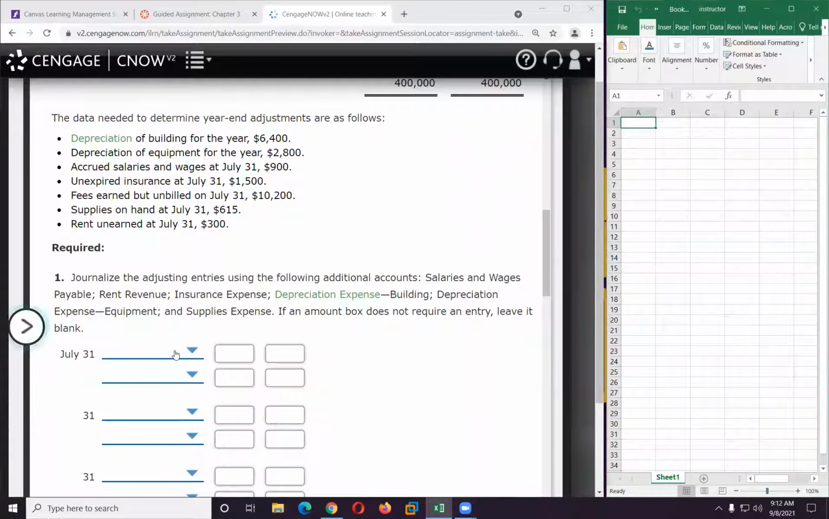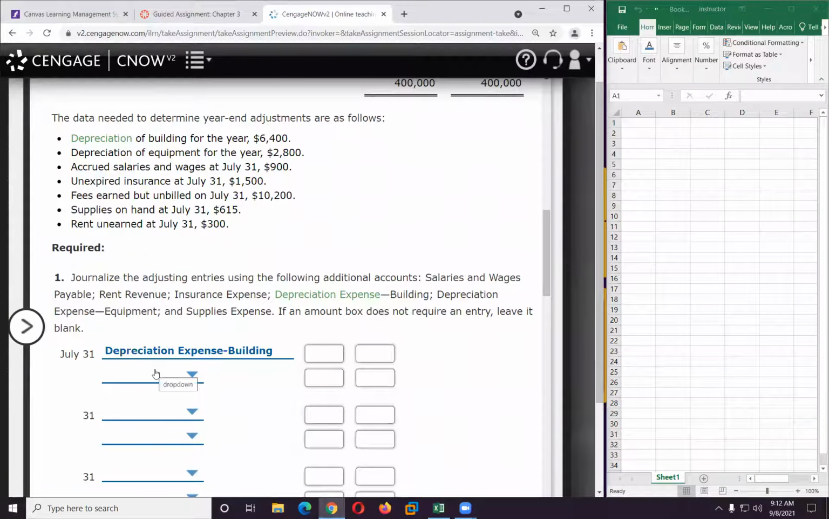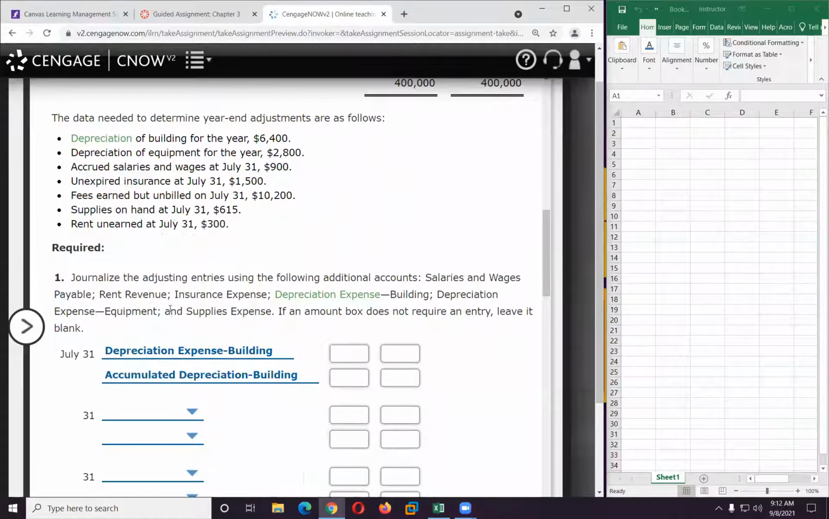So depreciation entries always look like this. We debit depreciation expense for the asset in question. This is the building. And we credit accumulated depreciation for that asset. So whenever you're dealing with a depreciation entry, and remember, depreciation is us allocating the cost of that asset over its useful life. So each year, we're going to recognize that we have used up part of the cost of that asset, okay? So it's $6,400.